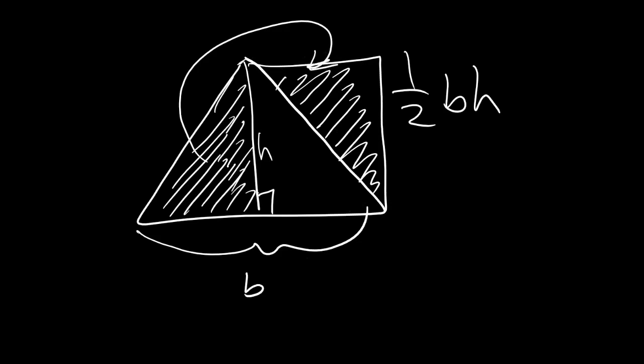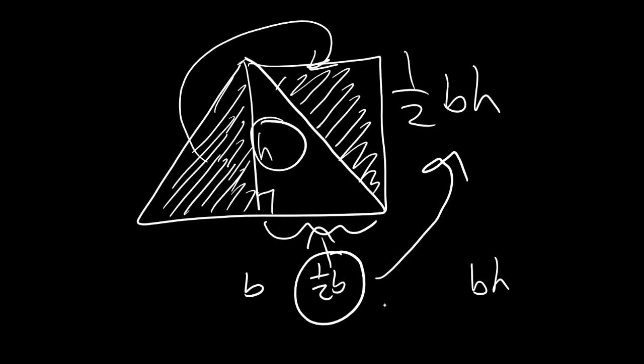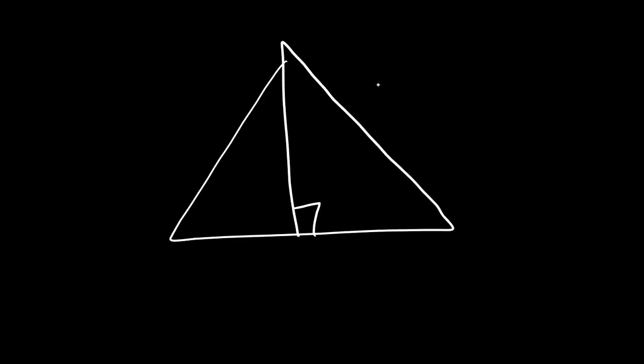Well, what does that become? Well, it becomes a rectangle. What's the area of a rectangle? Base times height. In this case, this part, just this part, is 1/2 of the base. So we need to multiply 1/2 of the base times the height. So that's where we get this equation. All right.